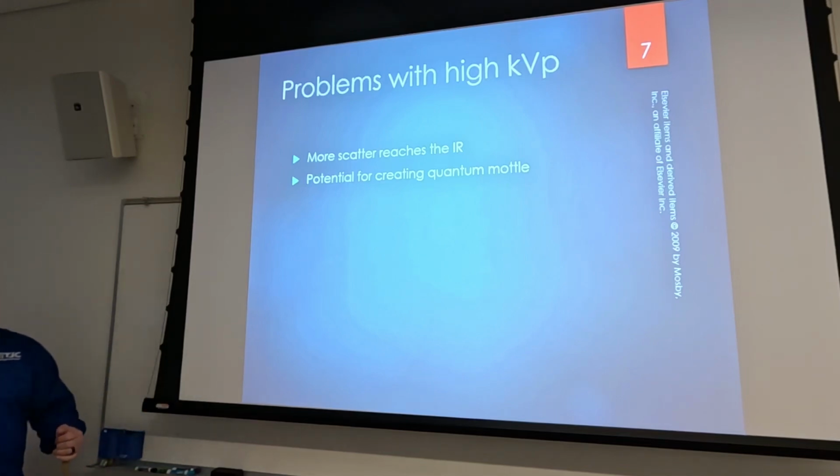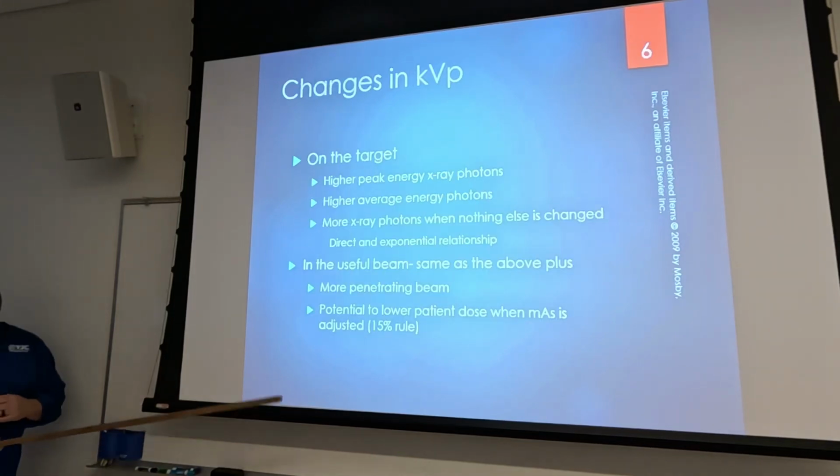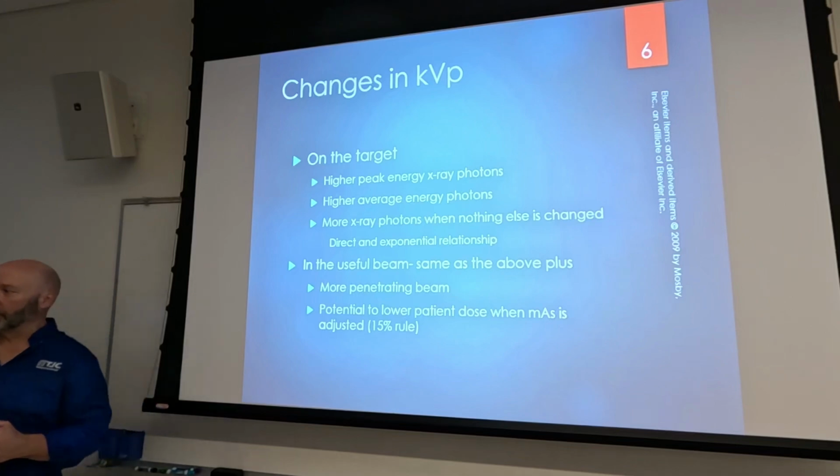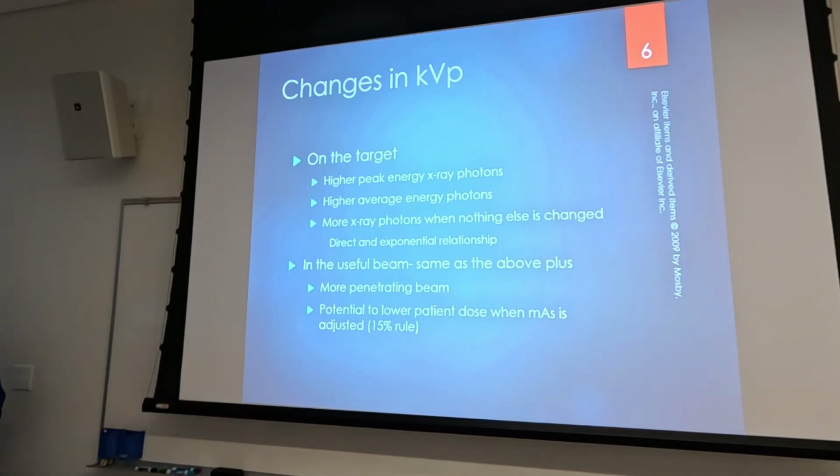So why does kVp affect that? Well, going back to here, 15% rule, if we use too high kVp, we make one exposure and it's a good exposure, and then you come back and you use 15% more kVp, what are you going to have to do with your mass to make the same exposure? Lower it. You're going to have to lower it by a factor of 2. So too high kVp can cause your mass to be so low that you potentially, theoretically anyway, could introduce quantum mottle. Okay? So that's problems with kVp.